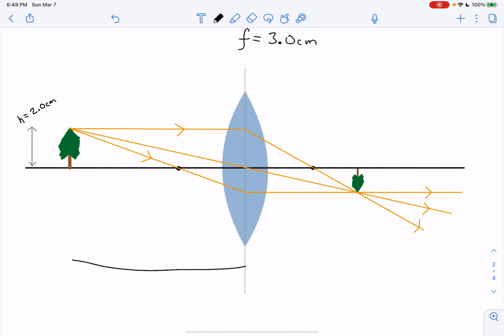So we're going to have a distance to the original object, and we're going to call that S. So in this case, that S is about 8 centimeters. We already know the height, and now I'm going to draw the distance to the image.